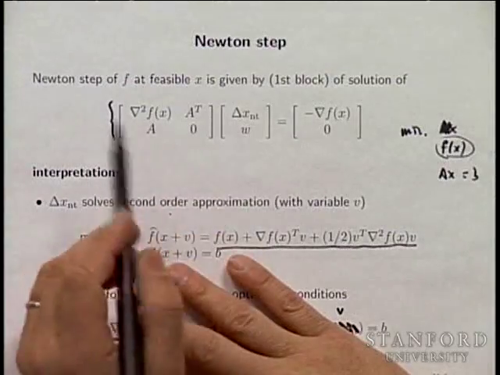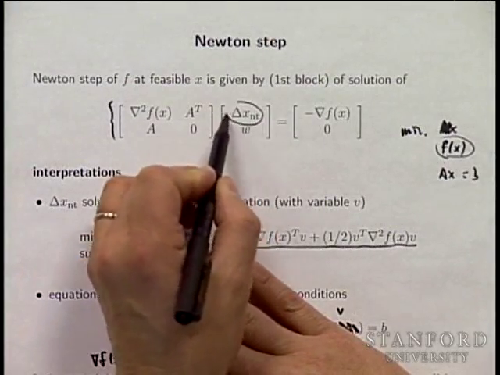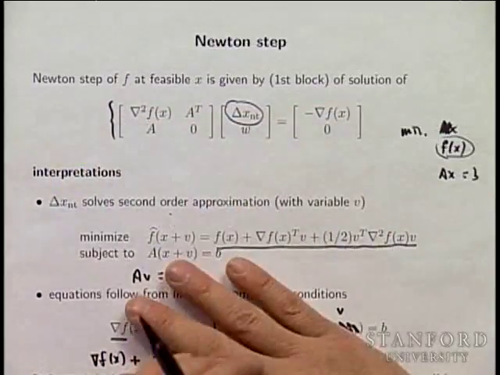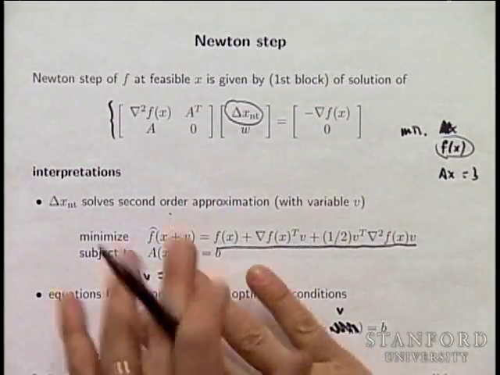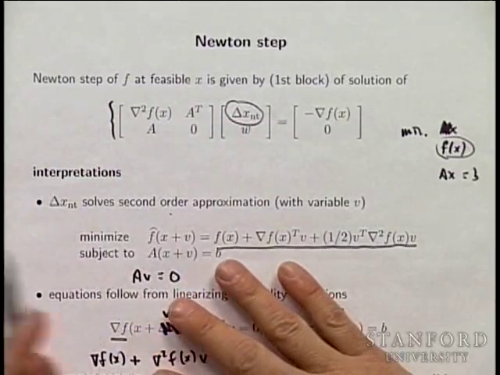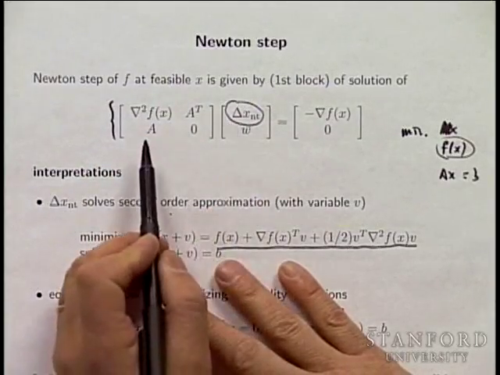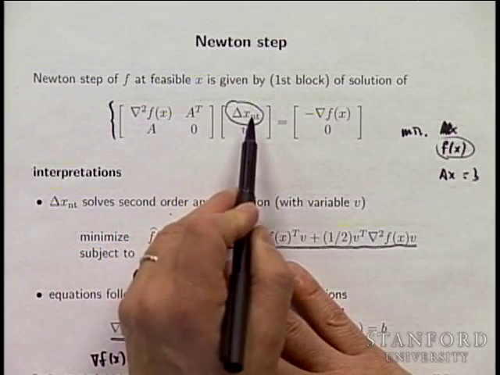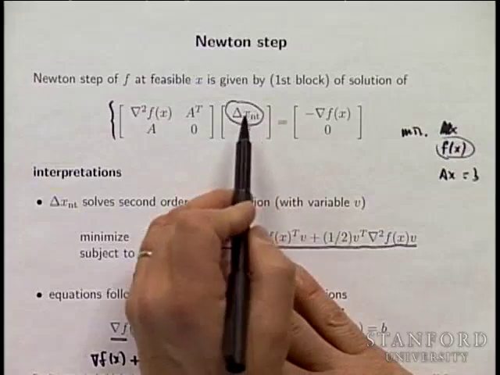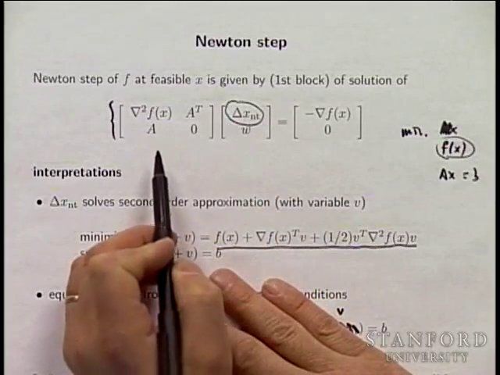The reason for that is simple. The Newton step at a point x is the solution, it's found by solving this set of equations here. And that's the Newton step. We looked at what it means last time. Now the second block equation says A delta x Newton equals 0. So it basically says that this search direction is in the null space of A.